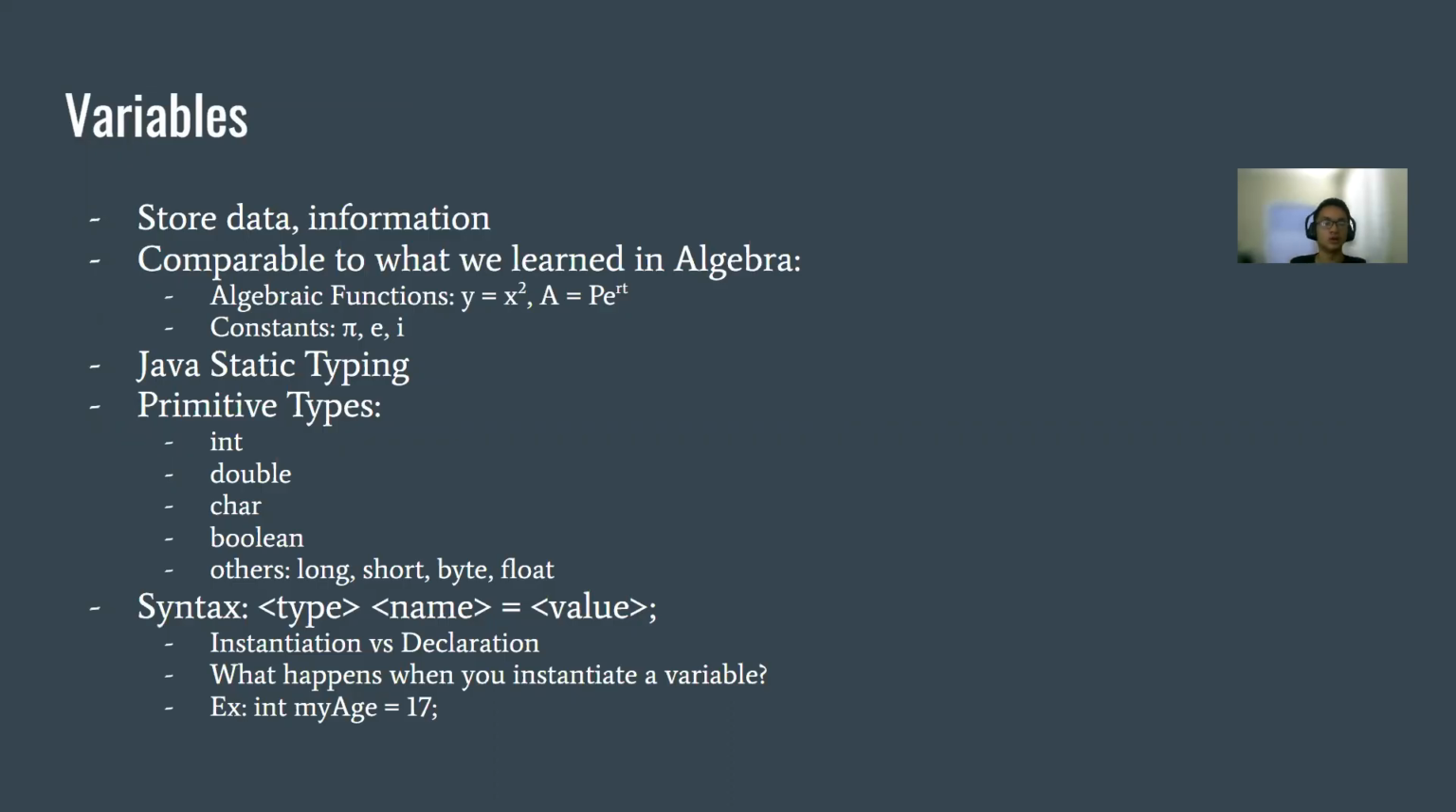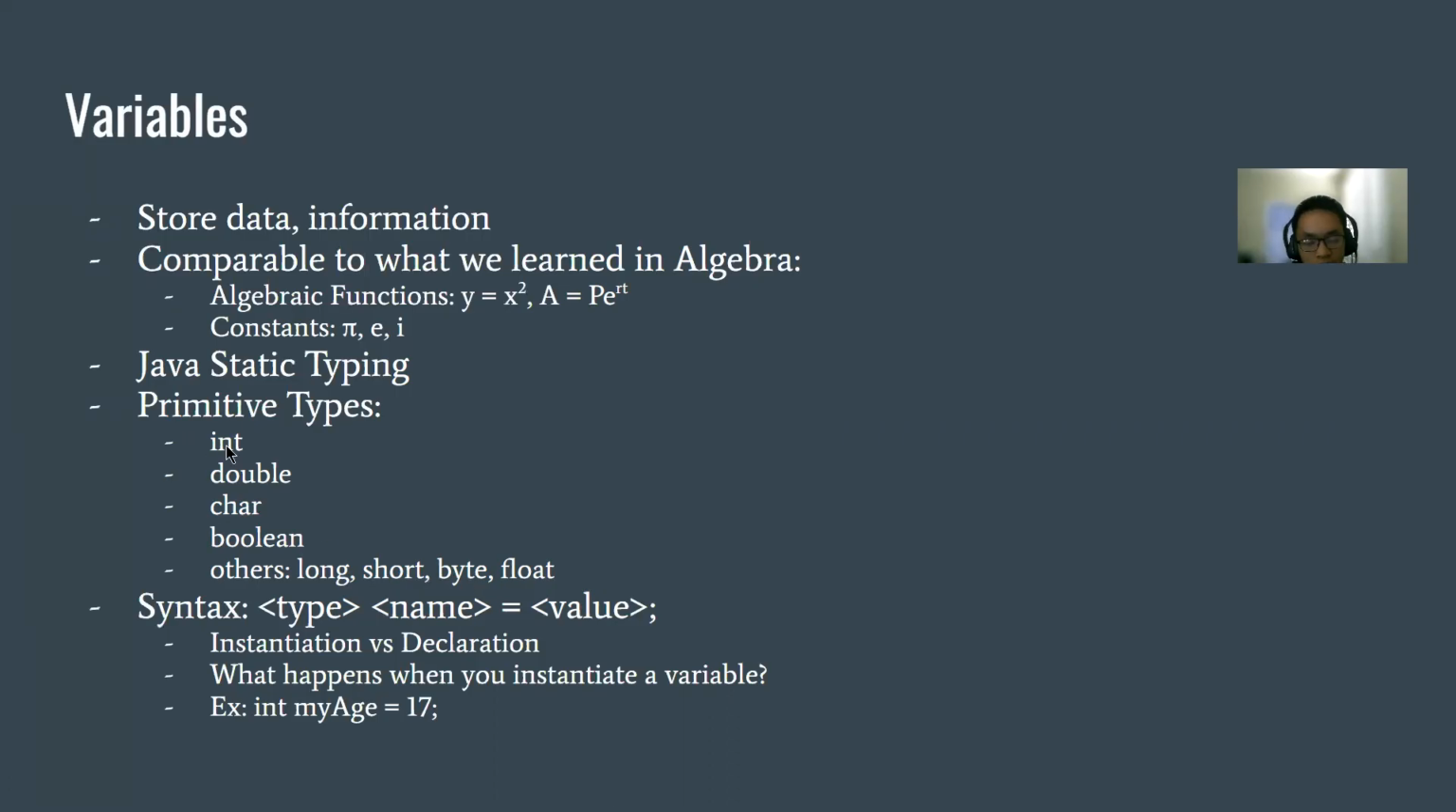Something to talk about in Java is that it's statically typed. So when you want to create variables, you always have to tell Java what kind of variable you're creating. The kinds of variables that you can create are int, double, char, boolean, long, short, byte, float. We don't really care about these last four, but int is any whole number.